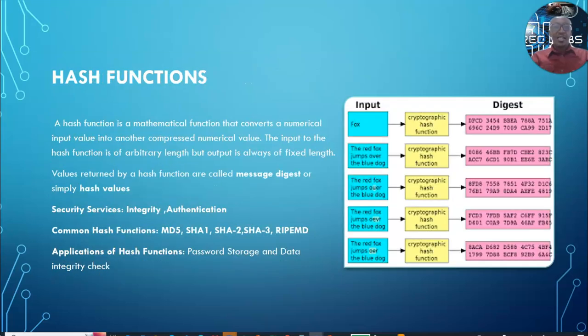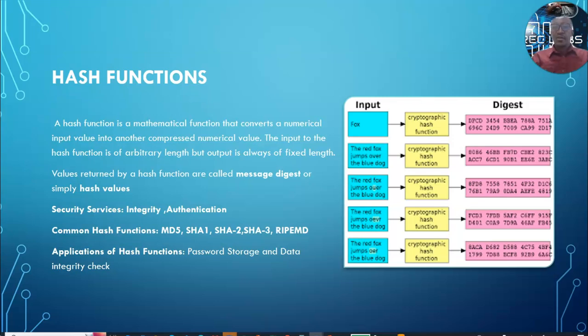The third one is a hash function. We say this is a one-way function. A hash function is a mathematical function that converts numerical input values into an output of fixed length, whatever the input length. So if you edit this message, it results in a different hash value. One of the main security services we want to achieve is integrity, and if you use it together with a digital signature, it can be used as an authenticator.